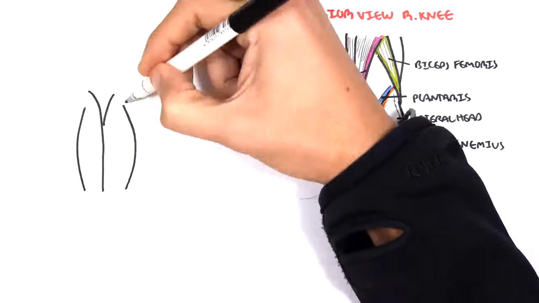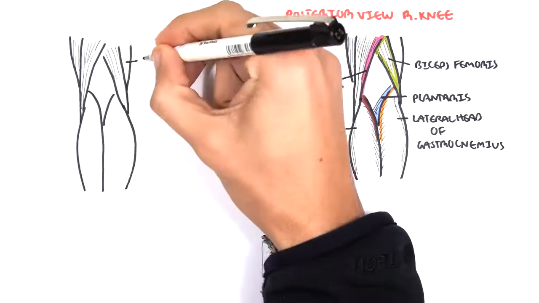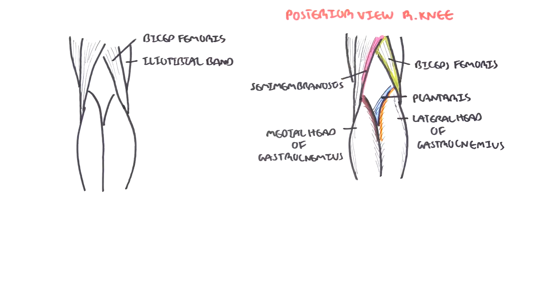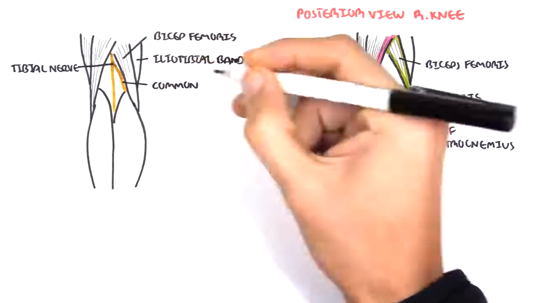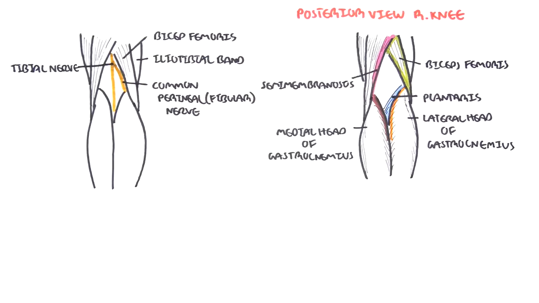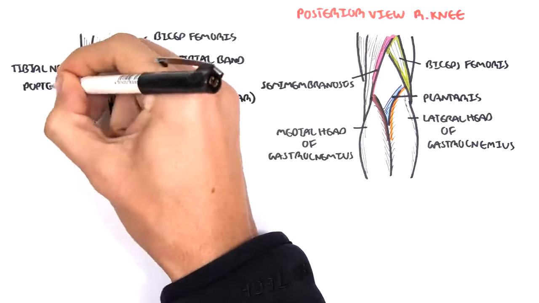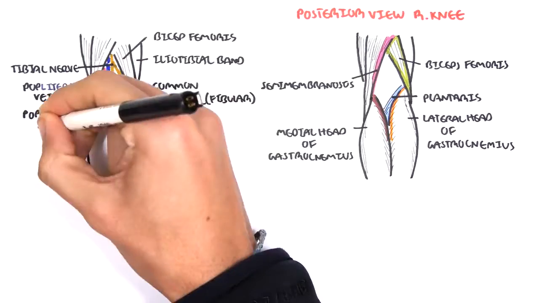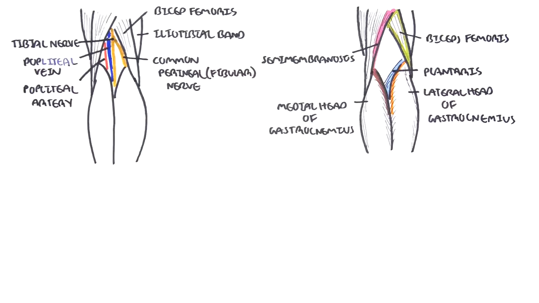So what is inside the popliteal fossa, you ask? Again, here is the iliotibial band and the biceps femoris. Now the tibial nerve runs here and branches to the common peroneal nerve, or the fibular nerve, which then wraps laterally around the head of the fibular bone. In the popliteal fossa, moving medially, we have the popliteal vein and then the popliteal artery, which are continuations of the femoral vein and femoral artery, essentially.